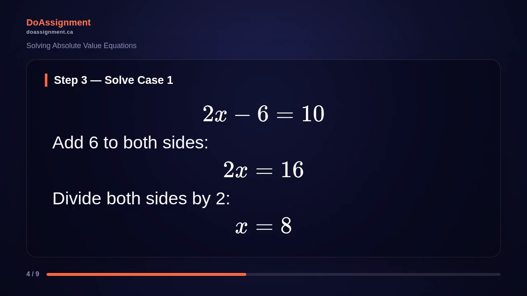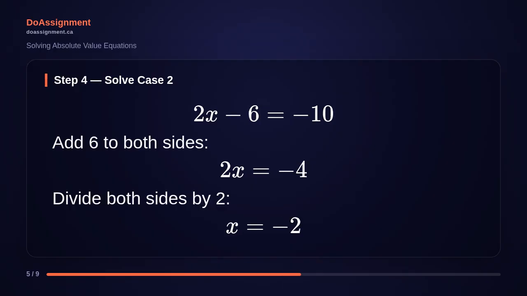For case 1, add 6 to both sides to get 2x equals 16, then divide both sides by 2 to get x equals 8. For case 2, add 6 to both sides to get 2x equals negative 4, then divide both sides by 2 to get x equals negative 2.